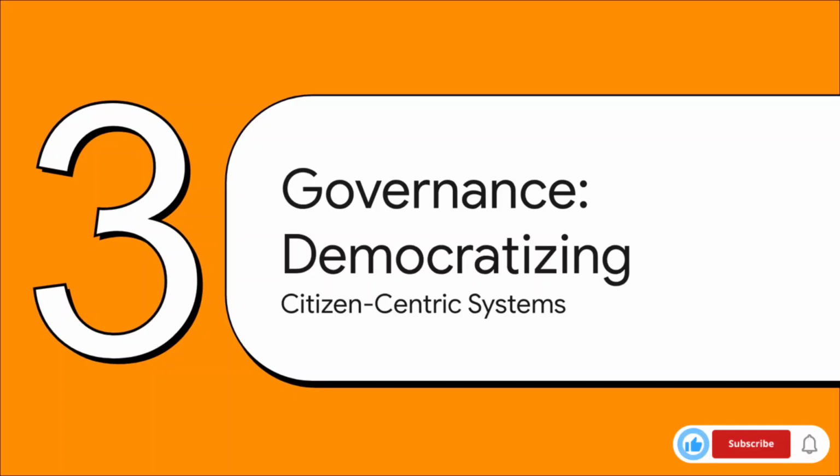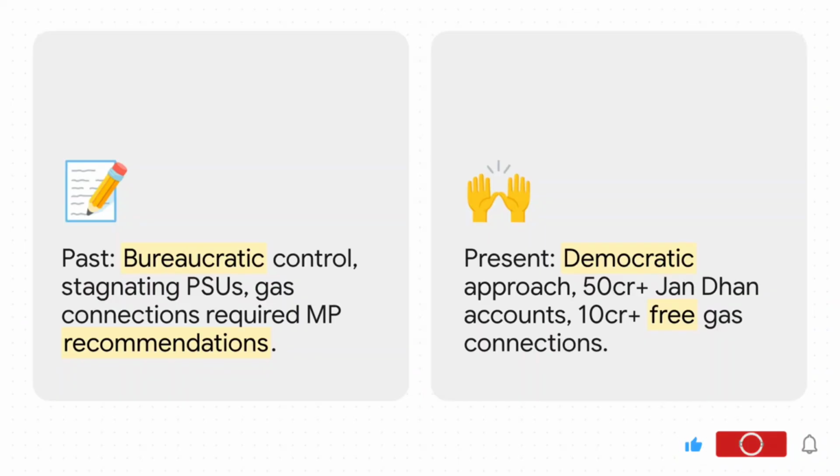We're now focusing on governance and the argument that there's been a major shift from bureaucratic control to what the speech calls the democratization of policy. This slide lays out a sharp contrast. The core argument here is a shift away from a top-down, restrictive system. For instance, moving from a banking system that was seen as pretty distant from the poor to one that now has over 50 crore Jan Dhan accounts. Or, going from needing an MP's recommendation for a gas connection to providing over 10 crore free connections. The central theme here is direct citizen empowerment.